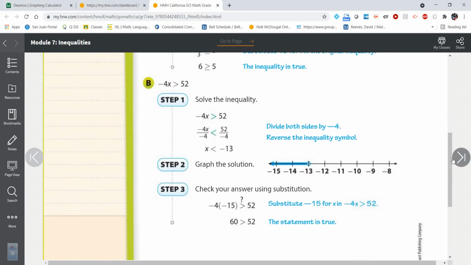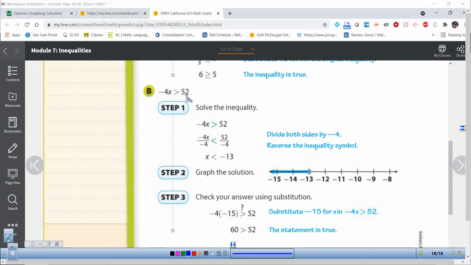All right, now this one right here, negative 4x is greater than 52. Again, if it were an equation, we would divide both sides by negative 4. All right, and 52 divided by negative 4. Let's see here. All right, 4 goes into 5. 1, by the way, positive divided by negative is a negative.